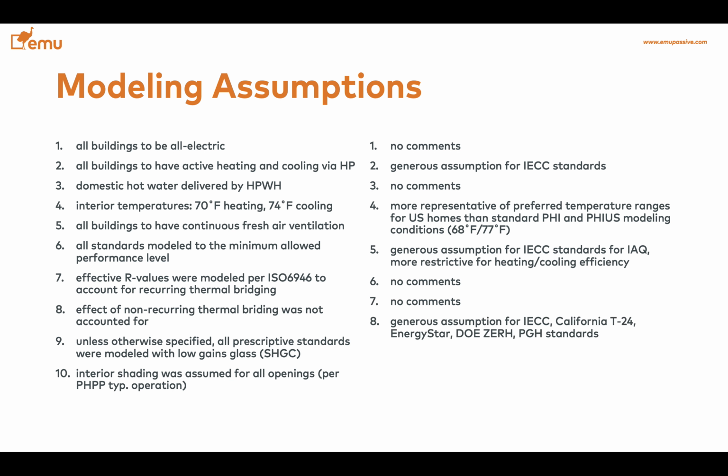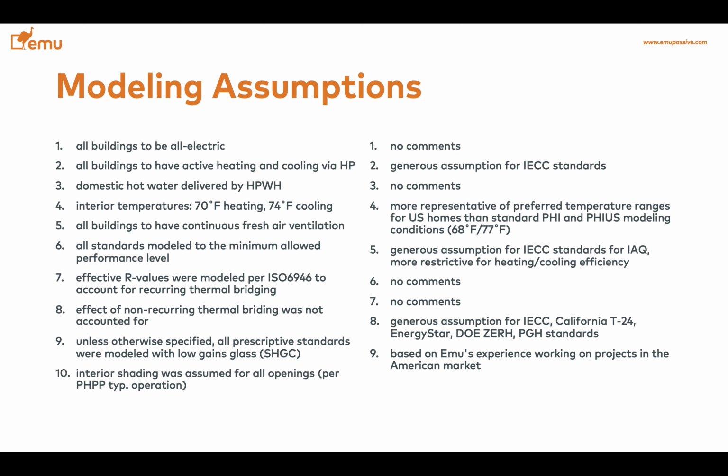And then the effect of catastrophic thermal bridging, such as non-thermally broken steel beams penetrating from the inside to the outside, that's a very generous assumption in favor of the IECC, as well as California Title 24, Energy Star, DOE Zero Energy Ready, as well as Pretty Good House. Because there are no hard requirements in any of these standards for avoidance of moisture condensation, which we're going to see in a specific video in this series.